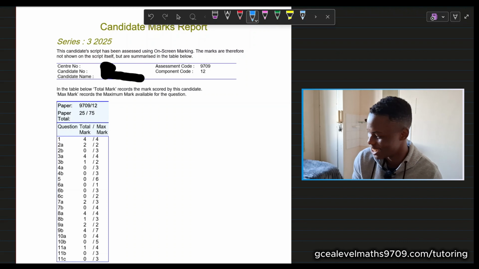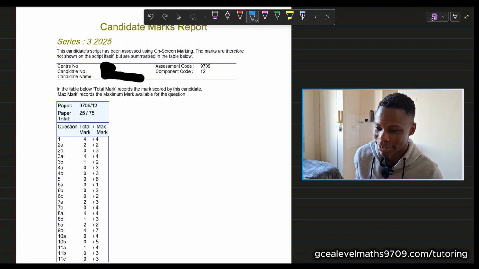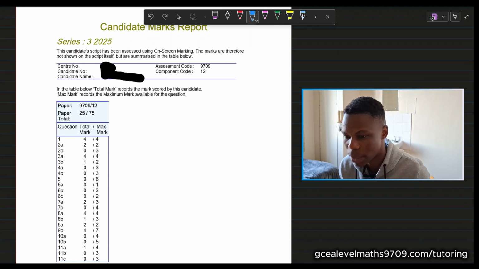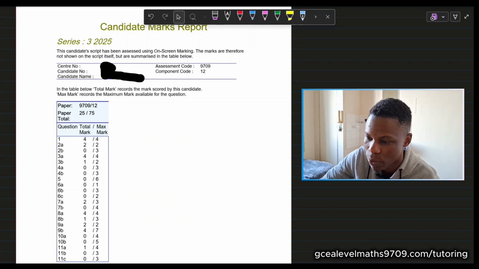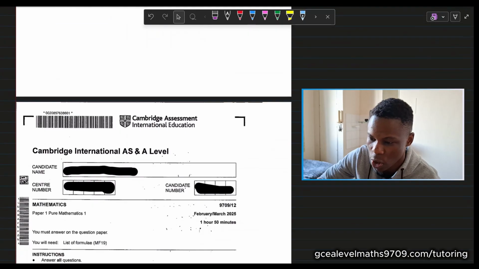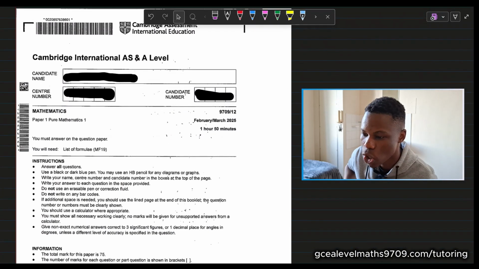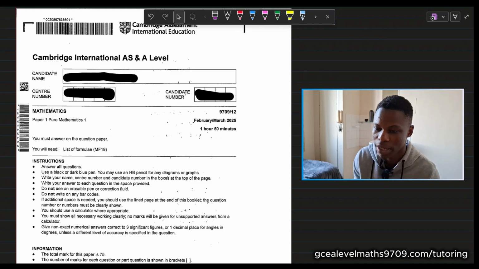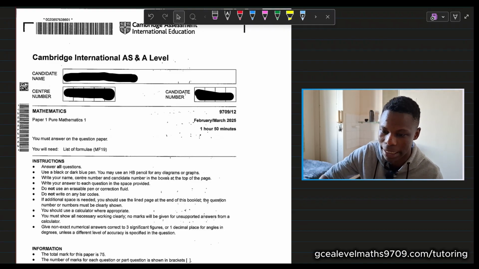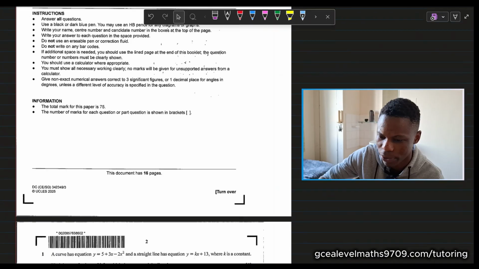Oh man, this can be a good one, chat. Okay, so we've got our subscriber who will remain anonymous as per their request. So if you want to follow along, this is the 9709 paper 12 February March 2025 pure 1 maths for CIE or CAIE if you will.